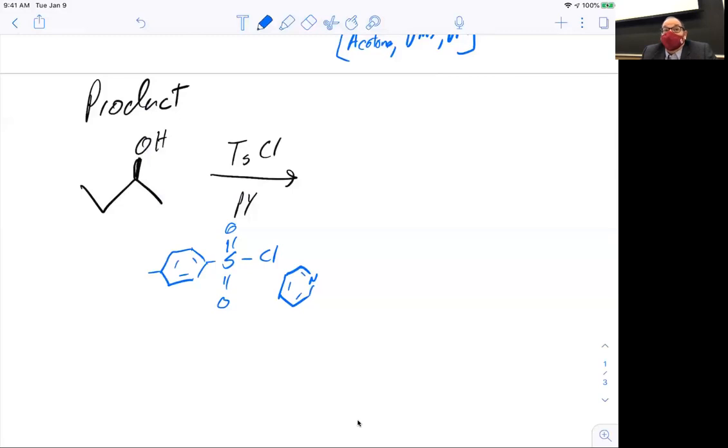Is this going to be an acid-base reaction, a normal proton acid and base reaction? Is this going to be a substitution, a normal carbon electrophilic substitution? Or is this an activation of an alcohol to become a leaving group? Well, it's an activation, right? So what I'm doing is I'm converting my alcohol to the tosylate.